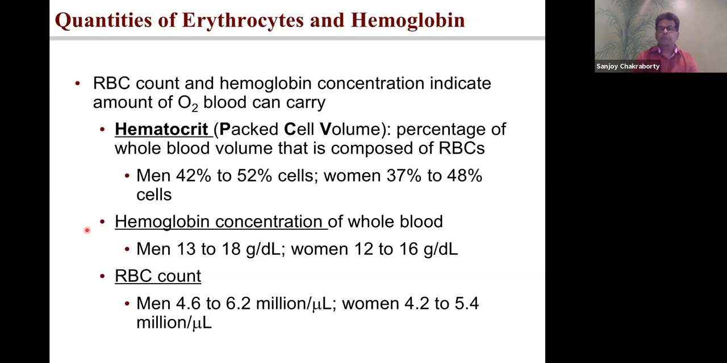Okay. So that can give direct information to clinicians or healthcare providers about whether your blood can carry enough oxygen to remain healthy. Same thing with hemoglobin concentration. Whole blood hemoglobin concentration in men is approximately 13 to 18, women a little bit less, 12 to 16. Same thing with RBC count, all between 4 to 6 million, with a little bit of variation.